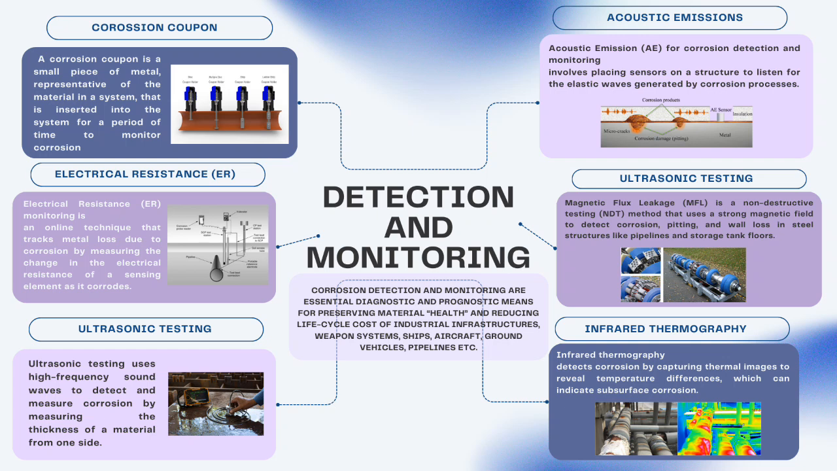A corrosion coupon is simply a small metal piece inserted into a system. After a certain period, it's removed and analyzed to determine the amount of corrosion. It's a straightforward but effective way to monitor corrosion over time.